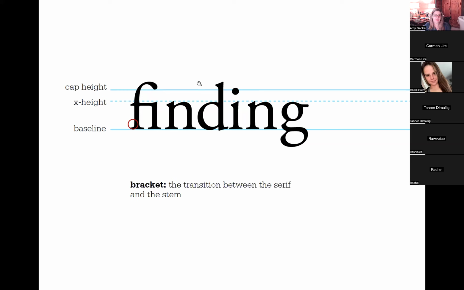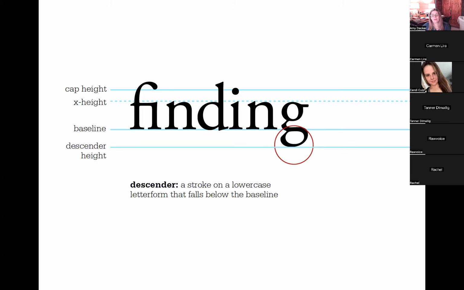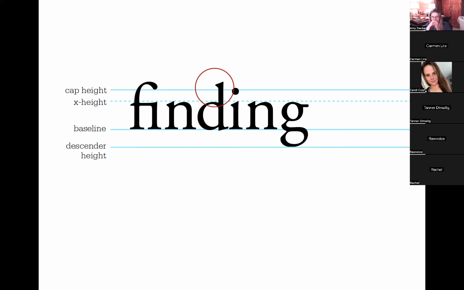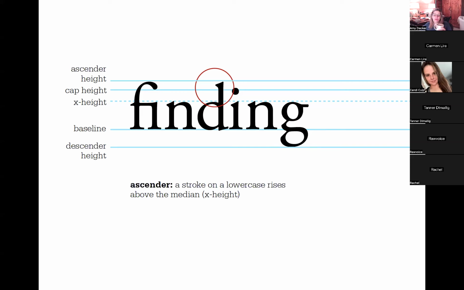This is a bracket. The bracket is the transition between the serif and the stem. Here's our descender. So we're bringing that line down, and we have a descender line. It's a stroke on a lowercase letter form that falls below the baseline. And then equally, we have an ascender, a stroke on a lowercase letter that rises above the median, or the x-height.